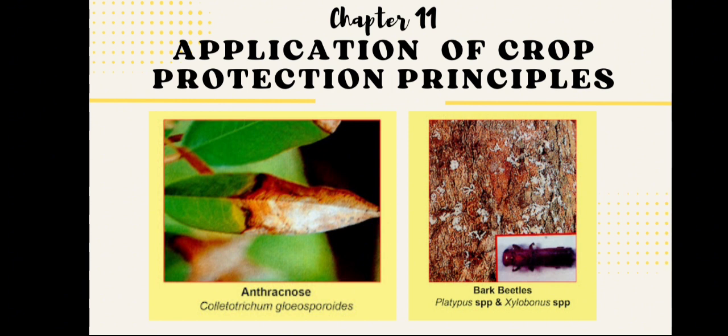Then bark beetles can cause significant damage by burrowing into the bark of the trees, leading to various issues that can impact the health and productivity of the durian trees.